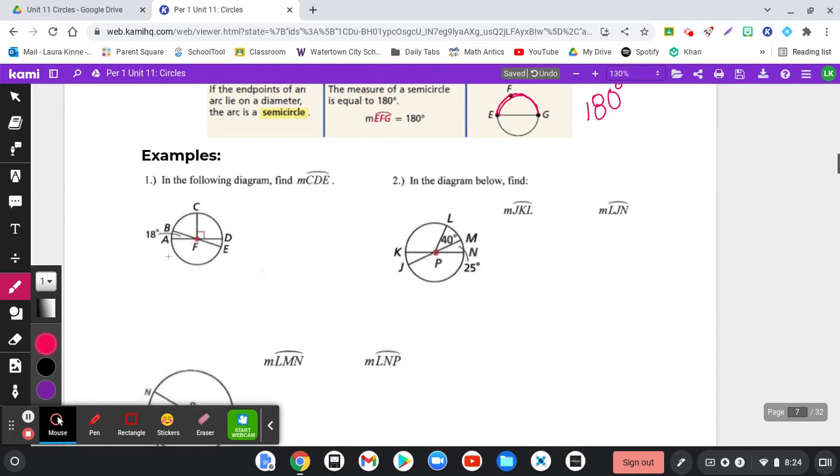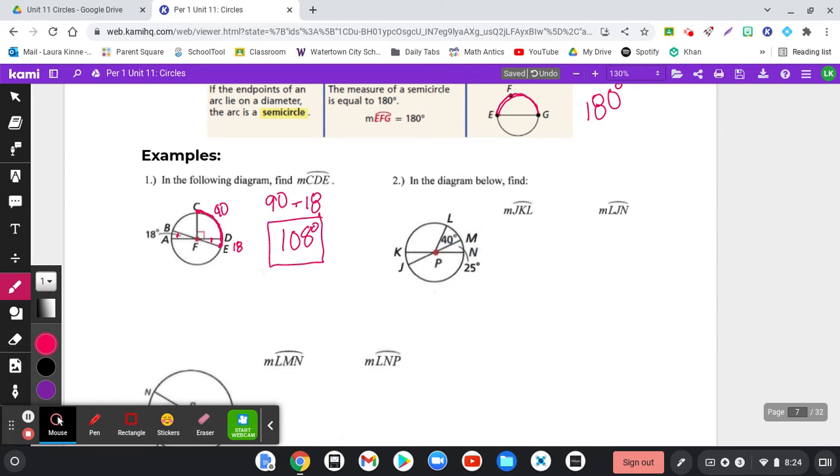Okay, so again, just remember that when you're looking for the measure of an arc, it's the same as the angle that's there. So with this first one, we're looking for CDE. I'm just going to highlight that. Well, I can see that this is 90. And since this side over here is 18, this is also 18 because they're vertical. So 90 and 18 gives us an arc measure of 108 degrees.